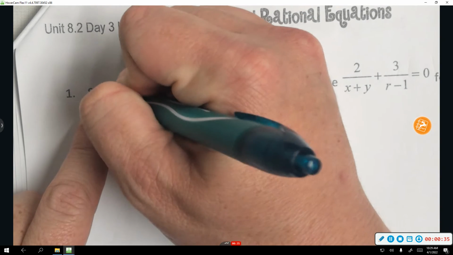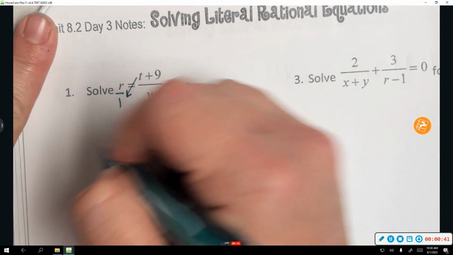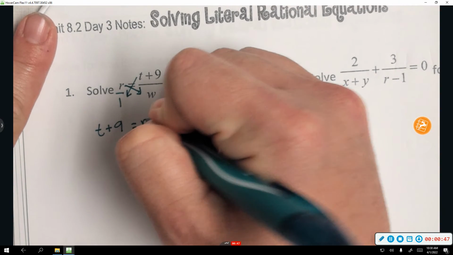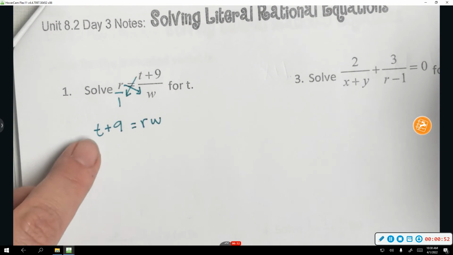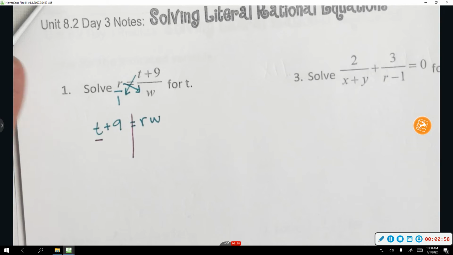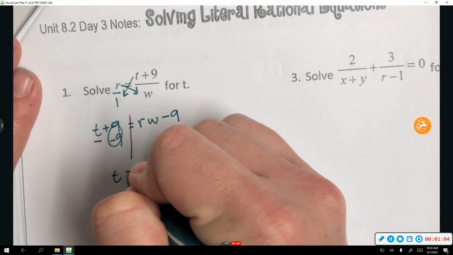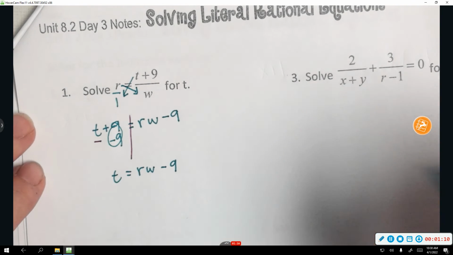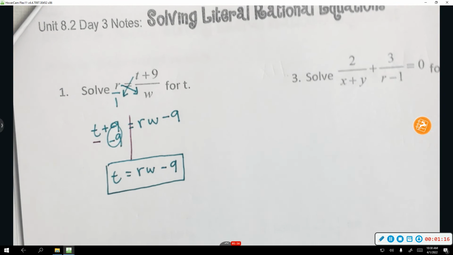So on this one, technically, you can still cross multiply. You just put r over 1. T plus 9 times 1 is just t plus 9 equals r times w. You always want to get rid of the fractions first. And then what am I solving for? T. How do I get rid of plus 9? There's your answer. Now they do get a little harder, but not super hard.